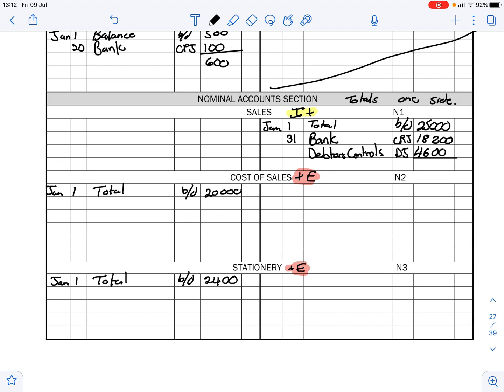All we need to do is add this up to keep a running total. So we add 25,000 plus 18,200 plus 4,600, and that should leave us with 47,800 Rand for sales. Cost of sales, the contra account there is trading stock.